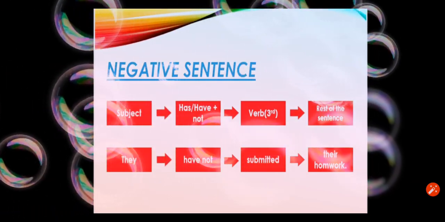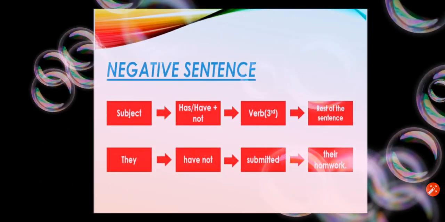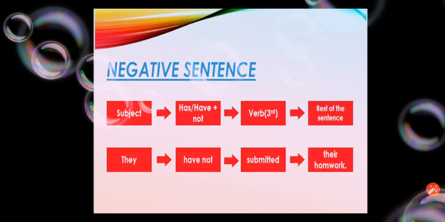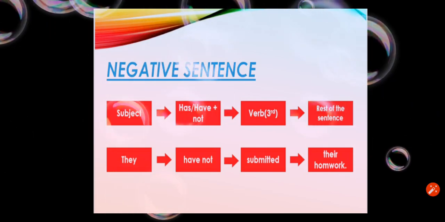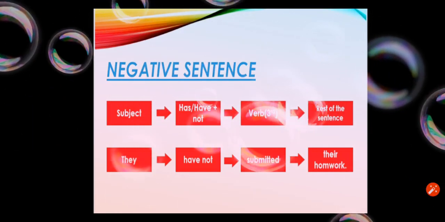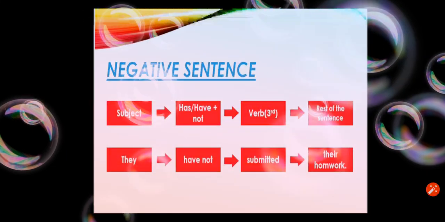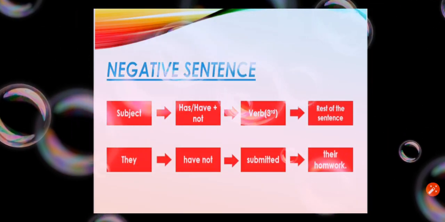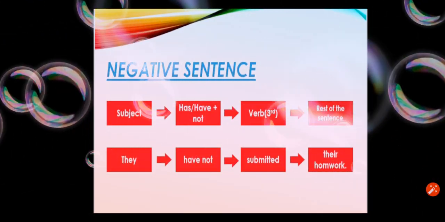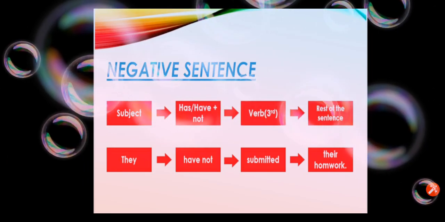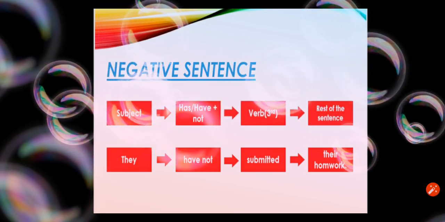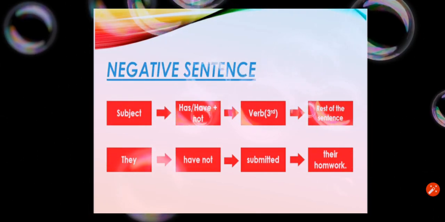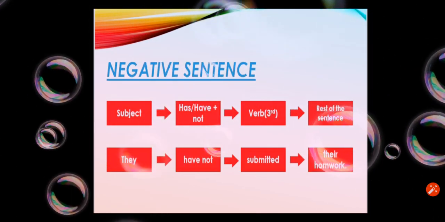Like that, in the negative sentence, we use first the subject, then has or have, then not, then the verb's third form, and then the rest of the sentence. Here they is the subject, and then we use have according to the subject, then not, then the verb's third form, submitted, then the rest of the sentence, their homework. They have not submitted their homework.